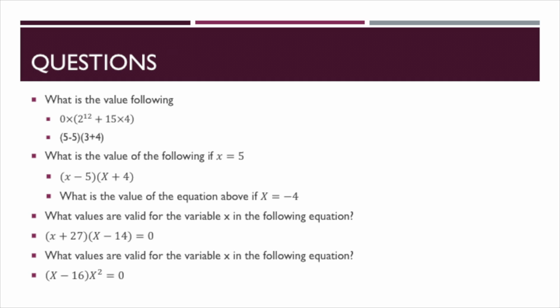What values are valid for the variable x in the following equation? (x plus 27) times (x minus 14) equals 0. And then what values are valid for the variable x in the following equation? (x minus 16) times x squared equals 0.